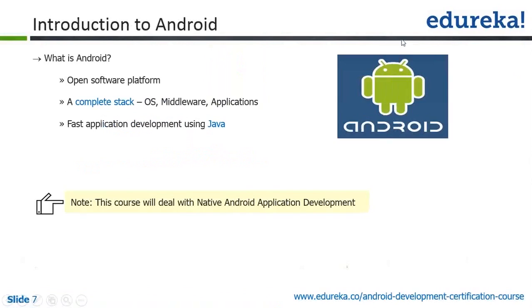Let's first of all talk about the introduction, right? What exactly is the Android framework and how do we leverage the framework in order to build our native applications? So let's talk about Android. Android is an open software platform which comprises a complete stack, which includes the operating system, the middleware, and all the applications that the user installs onto the device.